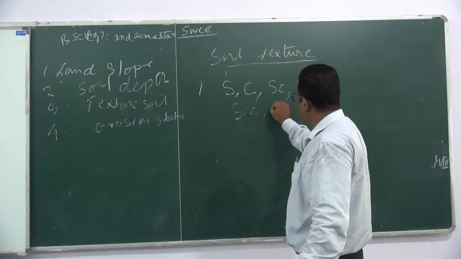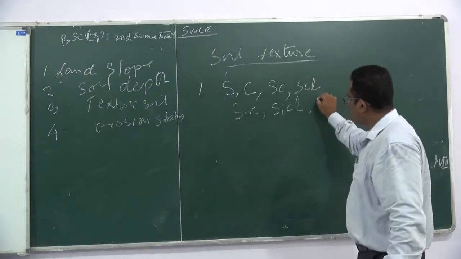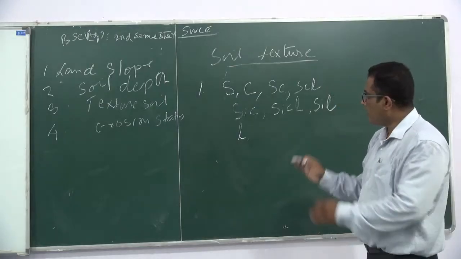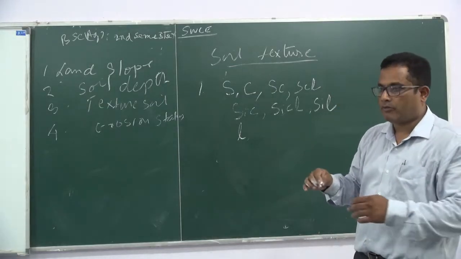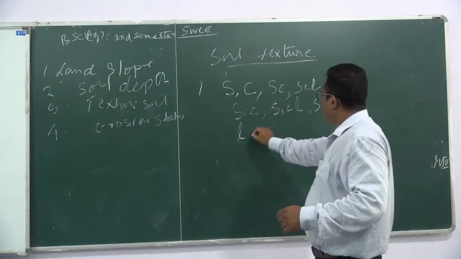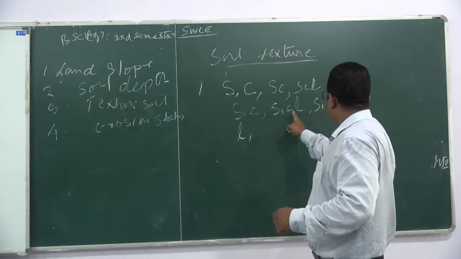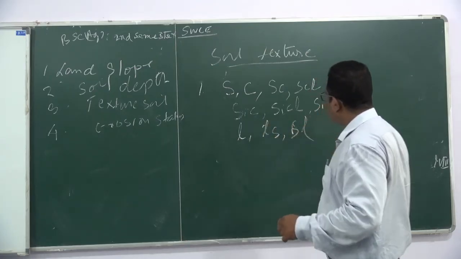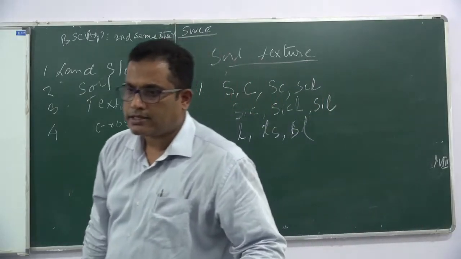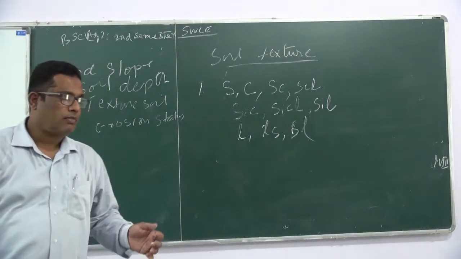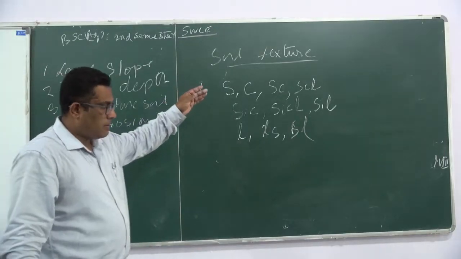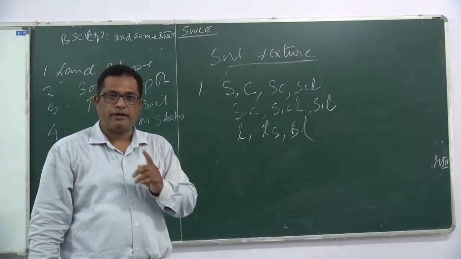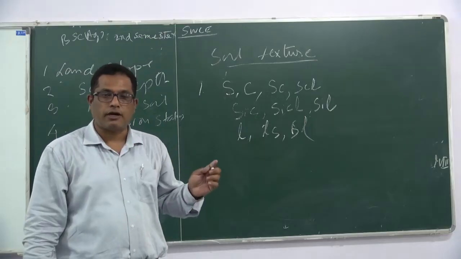This could be silt, clay, loam. This could be silt, loam, or simply loam. So there are 10 or 12 combinations that can be made. Then again, silt, loam, silt, clay, loamy sand or sandy loam. These are the soil combinations that may exist in a particular type of land. And according to this classification, class 1 type of land is, we know, the best suited for cultivation.